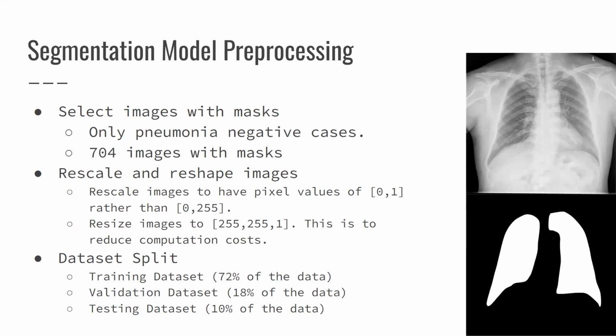Now, I have a third data set, the testing data set, which is 10% of the data. This data set is for when the model thinks it's good and it stops training. I'll evaluate the model's performance with the testing data set after it's done training.